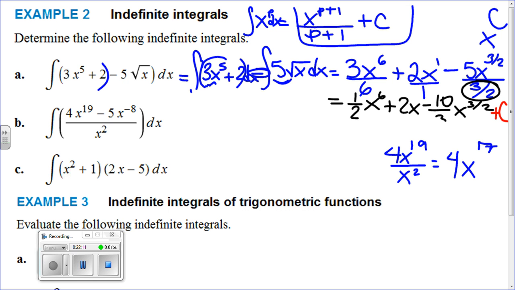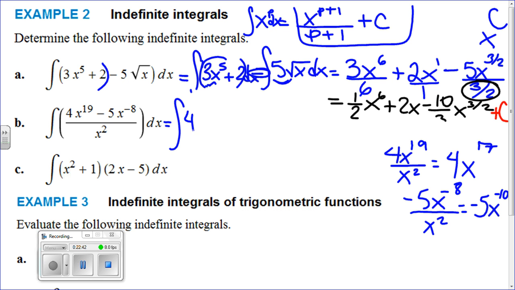Yeah. But let me see where you guys are, because I don't want to lose you with this one. Are you good with the previous one? Yeah. Sure. Okay. So what I've done so far is just divide by x squared. However, the next one is also being divided by x squared, so we will get negative 5x to the power negative 10. So in this case, we'll have the integral of 4x to the power 17 minus 5x to the power negative 10.